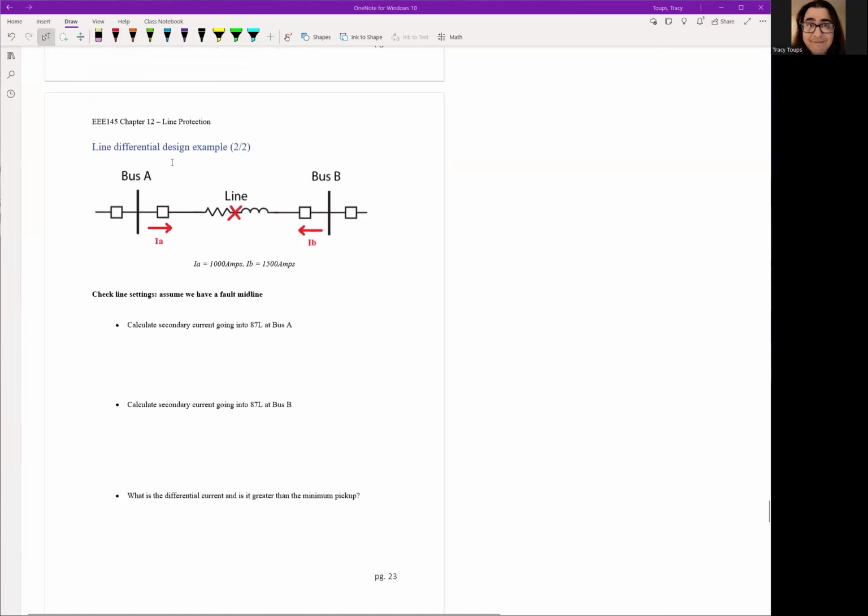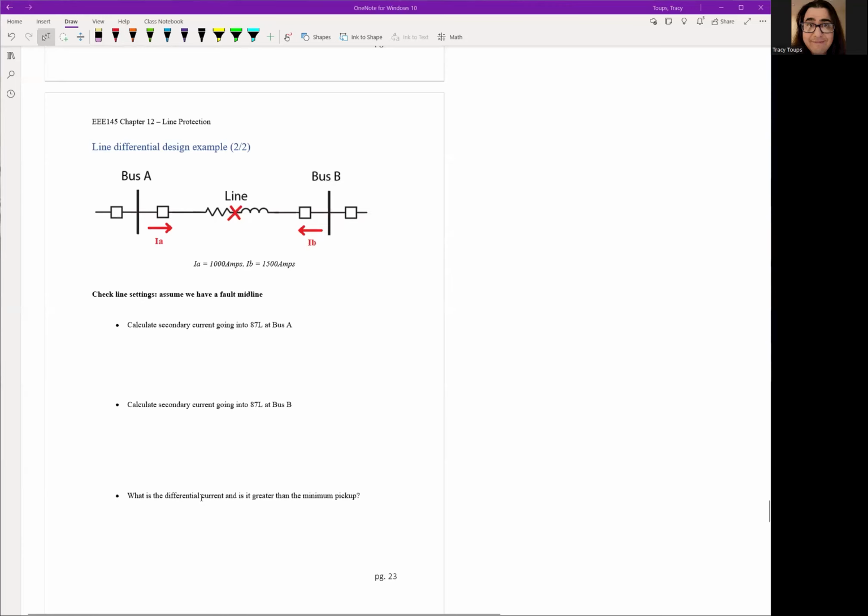Then the second page for this example is, again, I like to check our settings. Let's say we have a line fault in the middle. We have 1,000 amps flowing from bus A, 1,500 amps flowing from bus B. Let's go ahead and calculate our secondary current that the A7L is going to see in bus A. Calculate the secondary currents on bus B that A7L will see. And let's actually calculate that line differential current, or the differential current between the two relays.